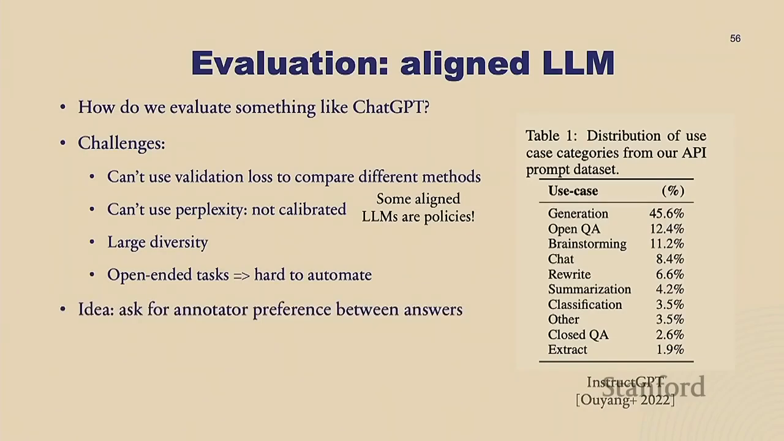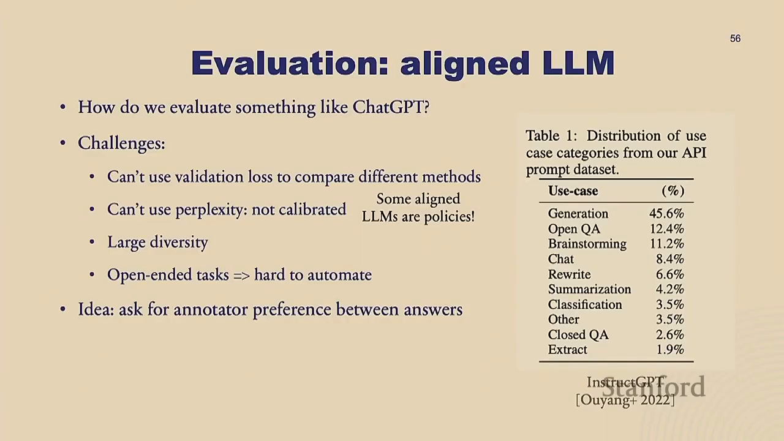So the idea is that instead of trying to come up with really easily automated benchmarks, we're going to ask questions that users actually ask these models in practice. And we're just going to ask annotators to say, between these two models, which one is better? Like, what's the better output? So basically, you do the exact same thing as the data from RLHF, but you use it now for evaluation.